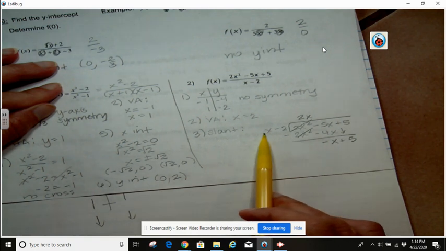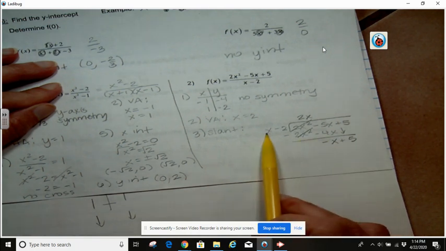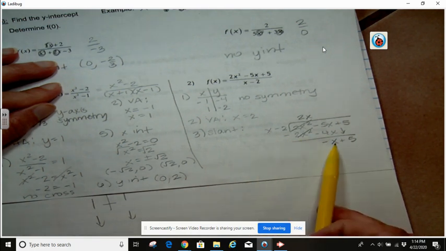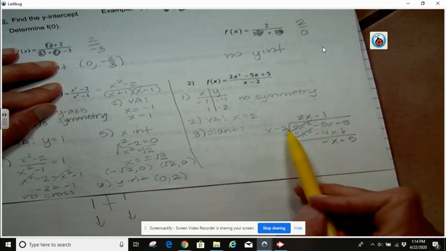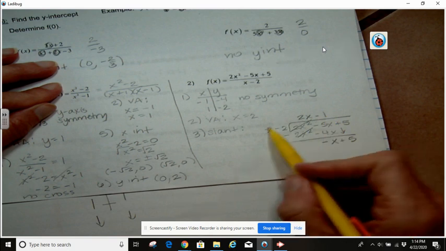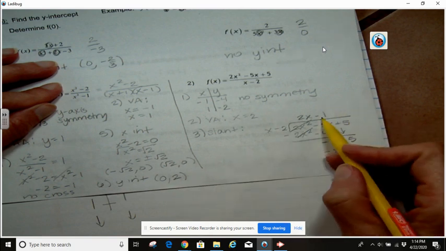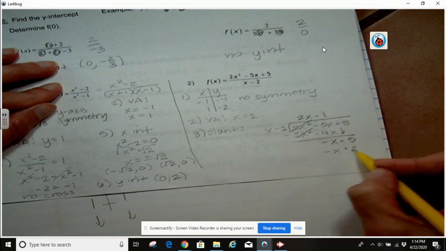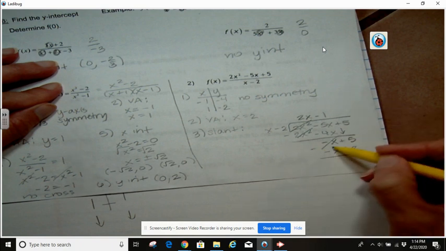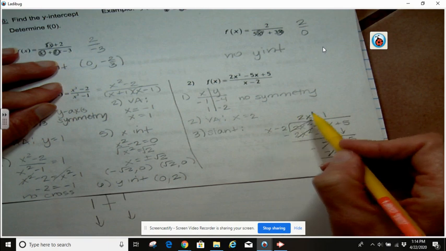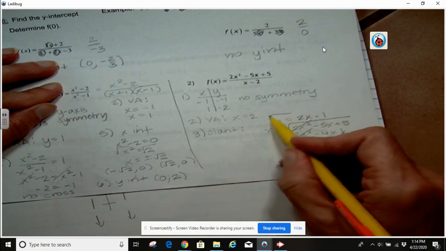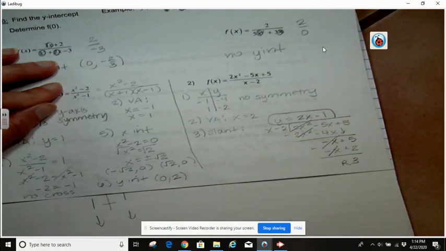So x into -x. I need to multiply this x times -1 to get -x. And then I'm going to distribute that -1 to x minus 2. So -1 times x is -x. -1 times -2 is +2. Subtract, these will go away. 5 minus 2 is 3, but that's the remainder. So I'm just looking up here. This is the equation of the slant asymptote.